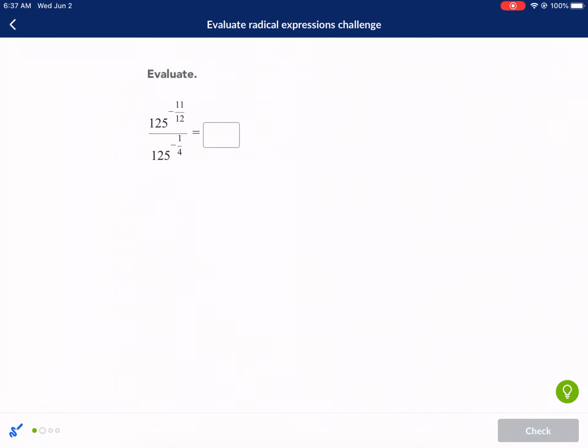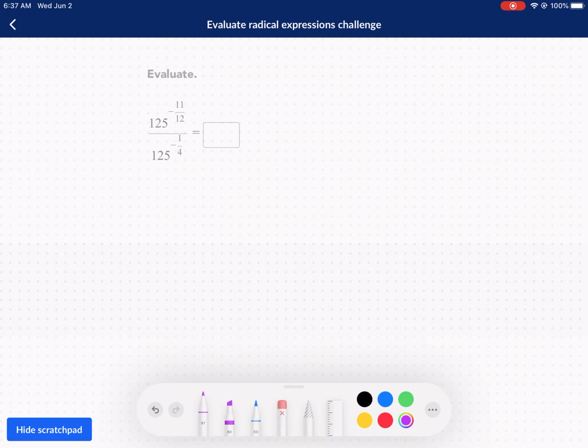I'm glad I showed you the other way, because now it gives you rational exponents. I knew it was going to do this. Okay, so we have 125 to the negative 11/12 divided by 125 to the negative 1/4.